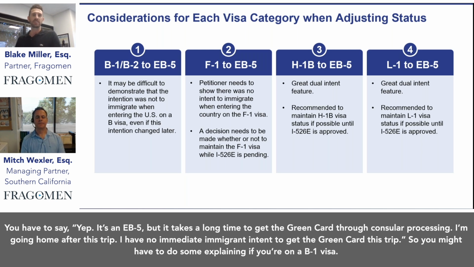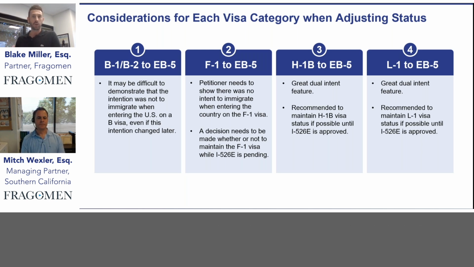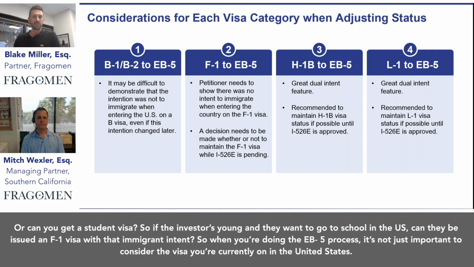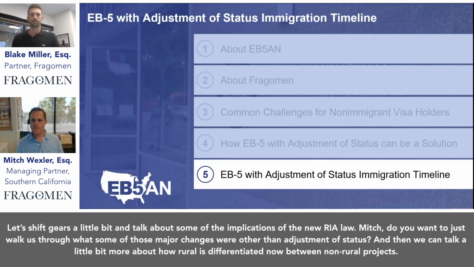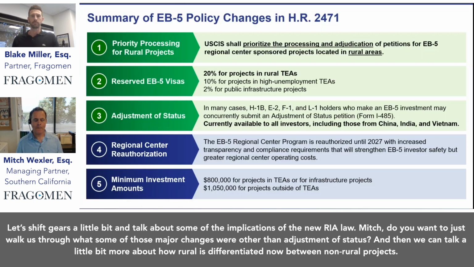So you might have to do some explaining if you're on a B1 visa, or can you get a student visa? So if the investor's young and they want to go to school in the U.S., can they be issued an F1 visa with that immigrant intent? Okay, so when you're doing the EB-5 process, it's not just important to consider the visa you're currently on in the United States, but for a foreign investor doing consular processing, you've got to think about their life and do they come to the U.S., will they want to, and what their options might be for one of these other non-immigrant visas. Let's shift gears a little bit and talk about some of the implications of the new RIA law.